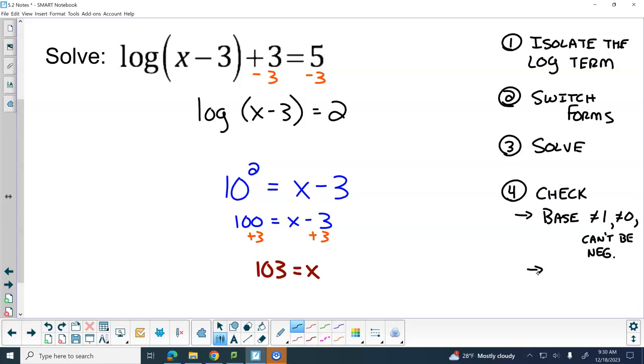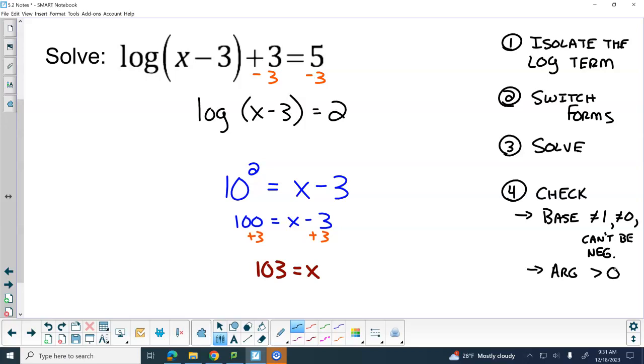What? Not growth and decay. Nope, that's not going to affect it. That's exponential. The argument has to be positive. So the base has to be positive, but it can't be 0 or 1. And the argument has to be positive also.